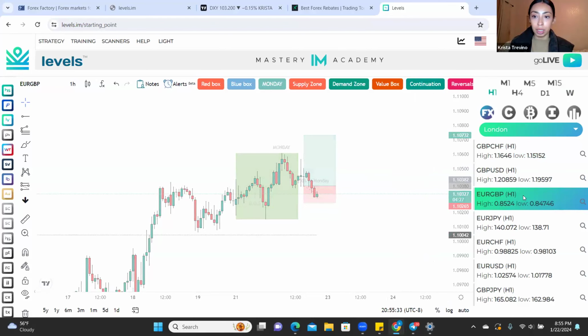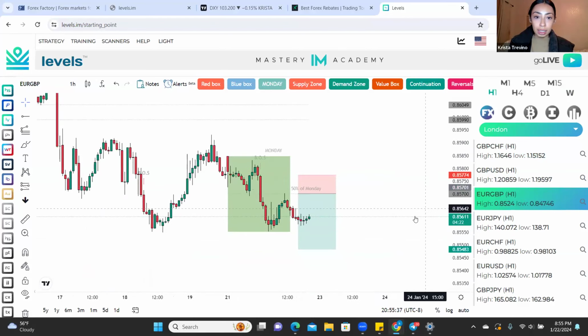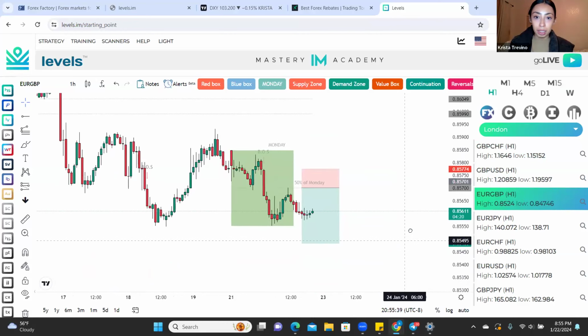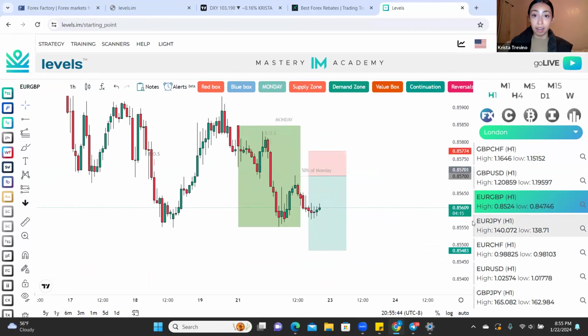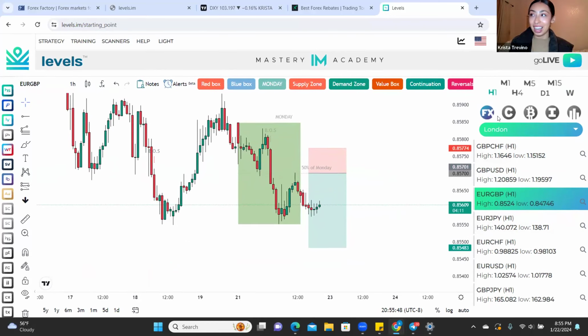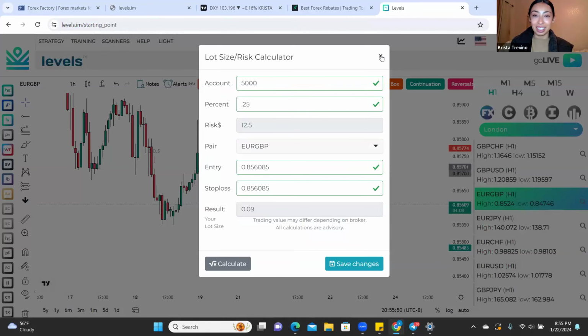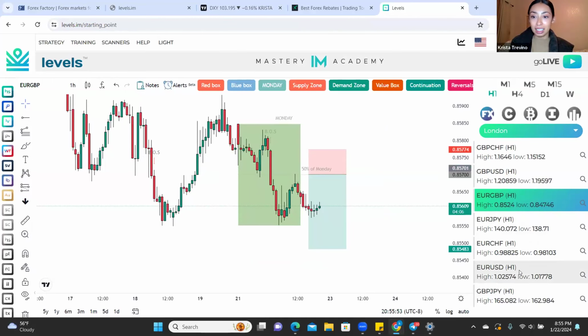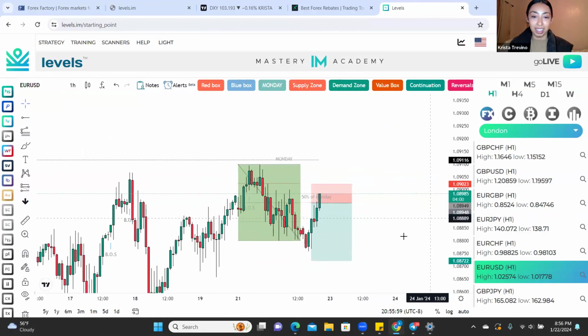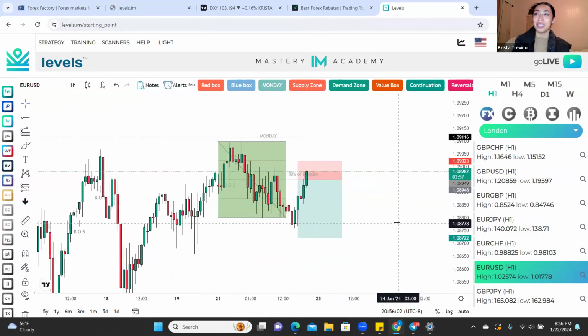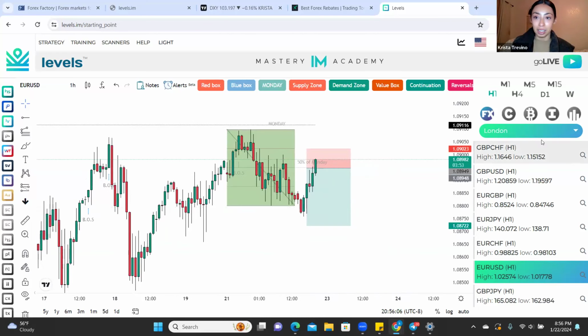Euro GBP has not activated yet. So this is another pair that you could enter in your trade. Again, lower risk percentage. Know what lot size you guys are trading, please. We have a calculator at the top for a reason. So just utilize it. And Euro USD, I believe that one's active. Oof. This one is active. We just saw that jump as soon as we opened it. And yeah, I'm going to go to the yens right now.